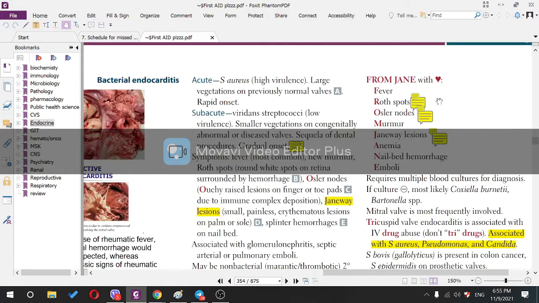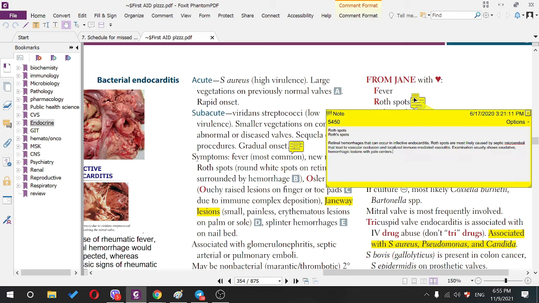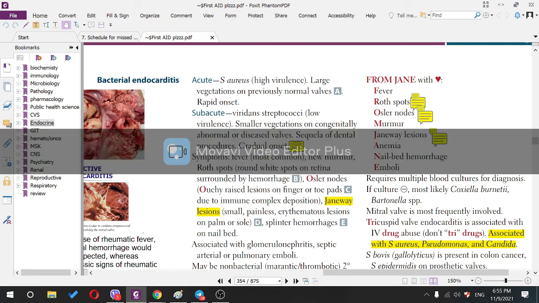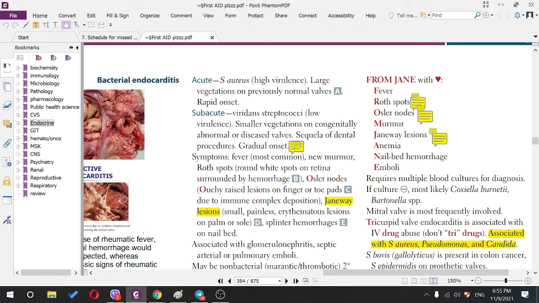Okay, so they have fever, Roth spots. Roth spots are found in the retina. What are Roth spots, guys? What are they made out of, guys? Exactly, okay. And Osler nodes, we said they are immune complexes, thus they are painful or painless. Okay, murmur, is it regurg or stenosis? Okay, Janeway lesion. So in Janeway lesion, we said it's painless.